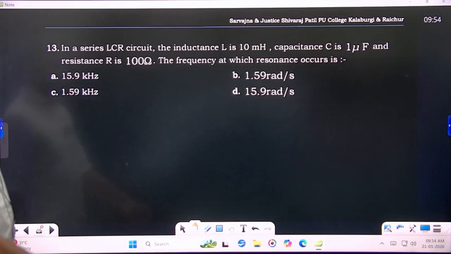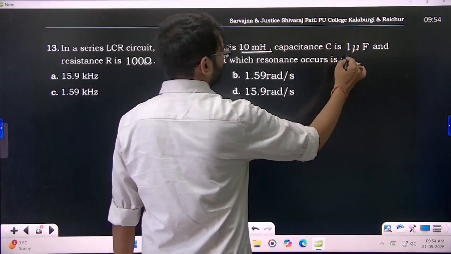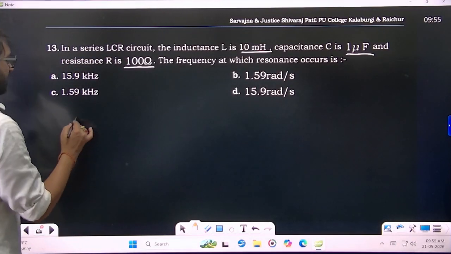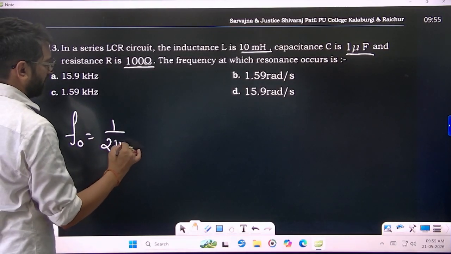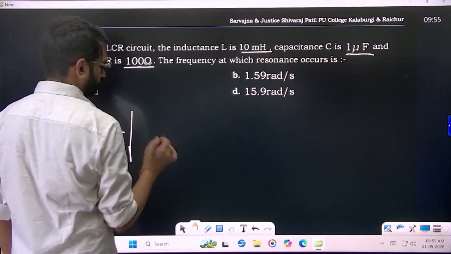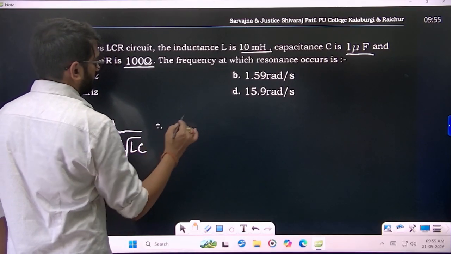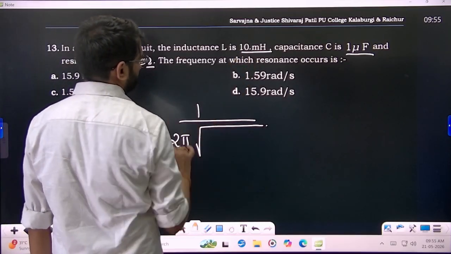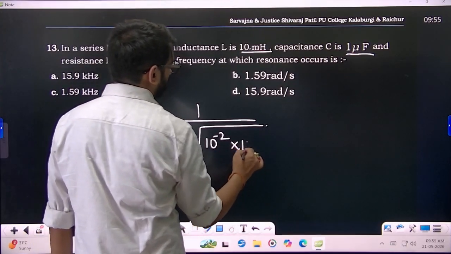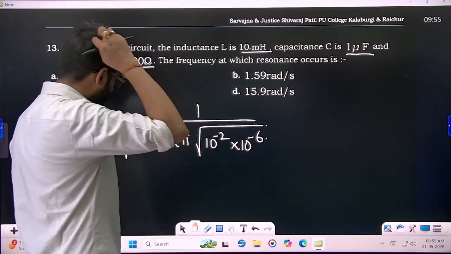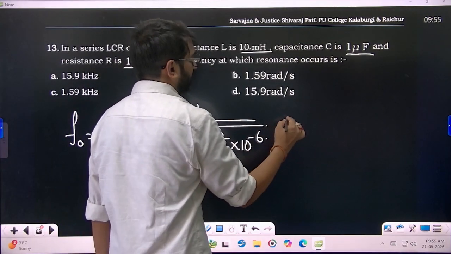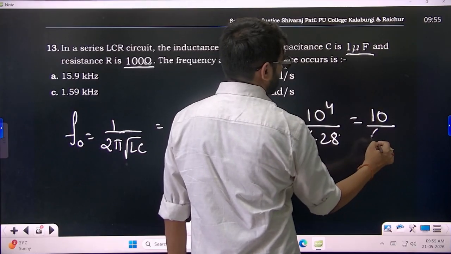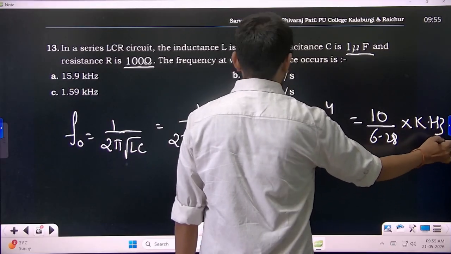Next, in a series LCR circuit, inductance L is 10 millihenry, capacitance is 1 microfarad and resistance is 100 ohms. Then the frequency at which resonance occurs, the resonant frequency, is given by the formula 1 by 2 pi root over LC. So 1 by 2 pi root over L into C. L is 10 to the power of minus 2, C is 10 to the power of minus 6. So this is 10 to the power of minus 8 under root. 10 to the power of minus 4 goes to the numerator. 10 to the power of 4 by 6.28. This one is 10 divided by 6.28 into 10 cube. 10 cube becomes kilohertz.